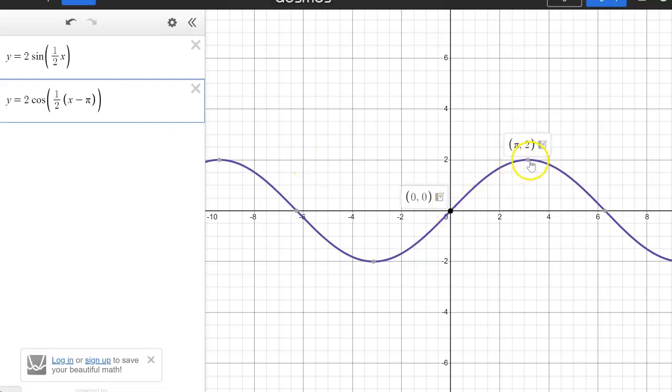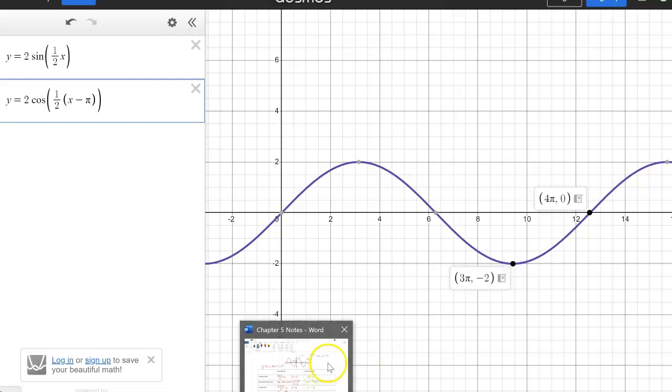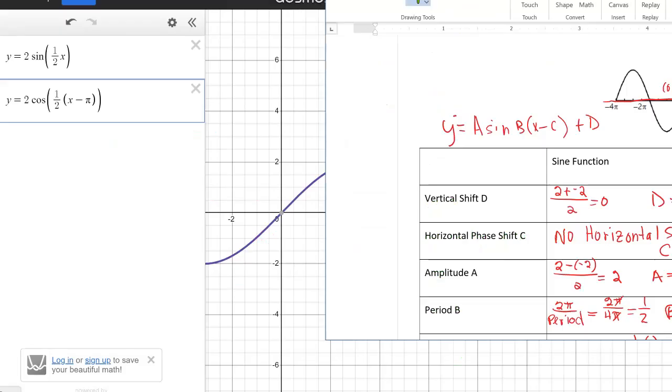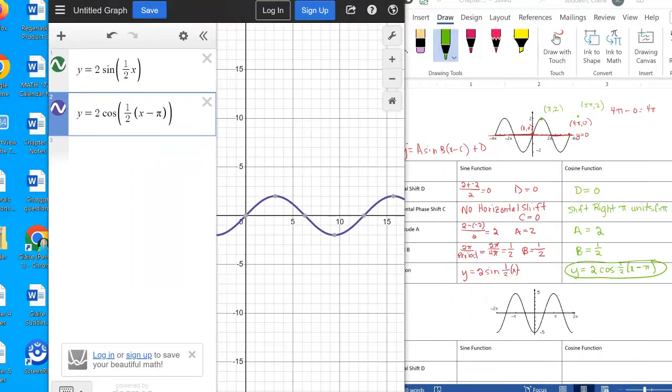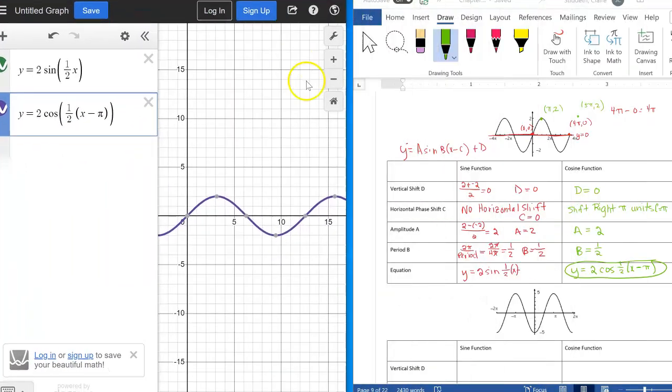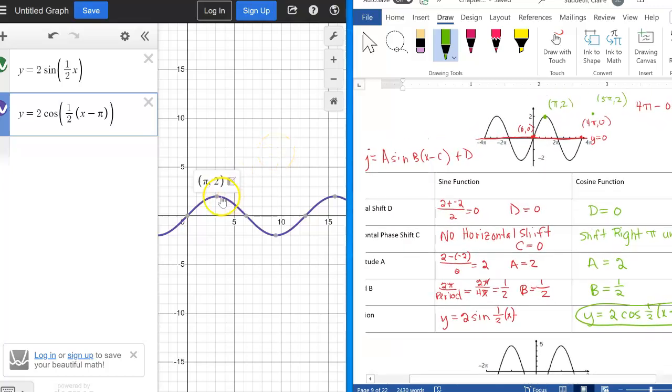At (0, 0), we said it was (pi, 2). We said it was (2 pi, 0). If we scoot along here, we can also see it's going to be (4 pi, 0) and (3 pi, negative 2). So indeed, it does match our graph from before. I'm going to try and put them side by side so that you can see the graphs matching up. You can see that it is the same graph in this problem. Pi over 2 and 0. We said it was 4 pi and 0. And if you want to look at the other points, you can.